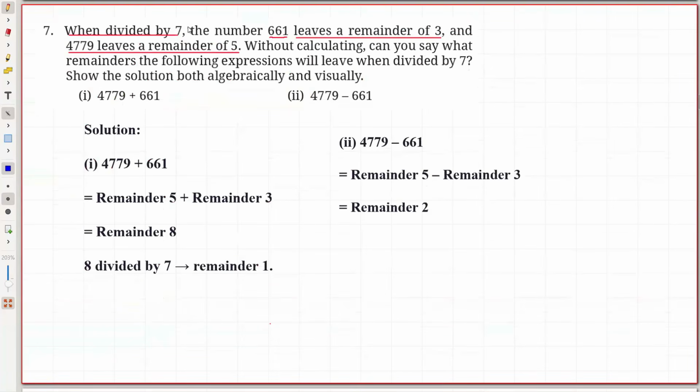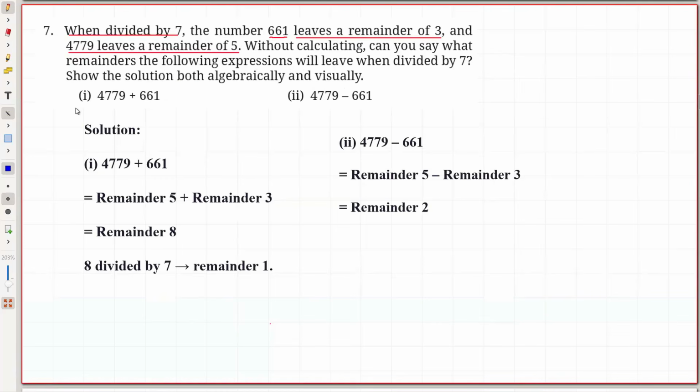So question number 7. When divided by 7, the number 661 leaves a remainder of 3, and 4779 leaves a remainder of 5. So without calculating, can you say what remainder the following expression will leave when divided by 7? Show the solution both algebraically and visually. Okay, I'm just taking only algebraically.